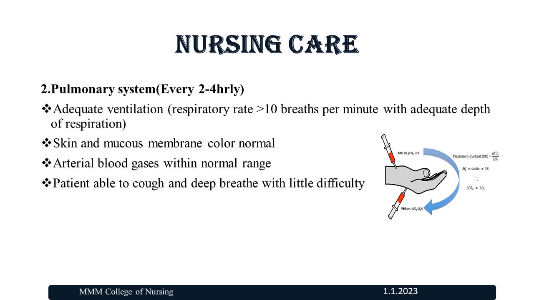The second is to check the pulmonary system every 2 to 4 hours. Adequate ventilation, respiratory rate more than 10 breaths per minute with adequate depth of respiration, skin and mucous membranes color normal, arterial blood gases within normal range, patient able to cough or deep breathe with little difficulty.